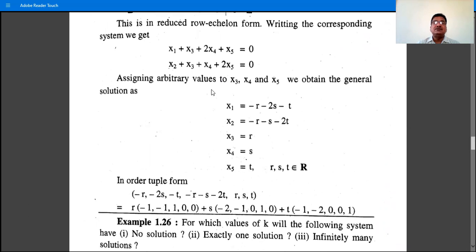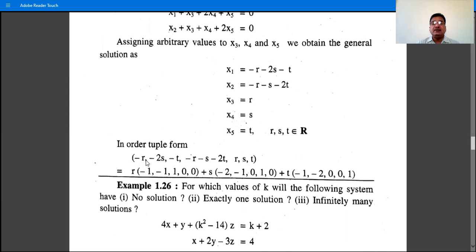There are 5 unknowns and we have two equations. So assign any 3 unknowns out of these. Suppose x3 is r, x4 is s, and x5 is t, where r, s, t are real numbers. Therefore x2 is minus x3 minus x4 minus 2x5, and x1 is minus x3 minus 2x4 minus x5. Substituting the values of x3, x4, x5, we have x1 as minus r minus 2s minus t.